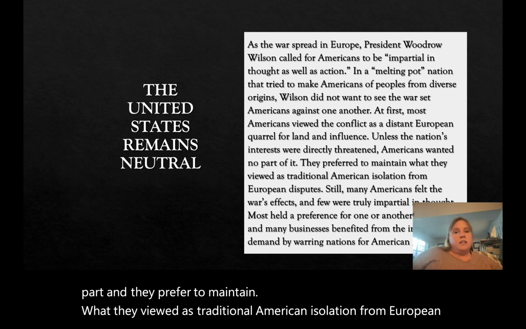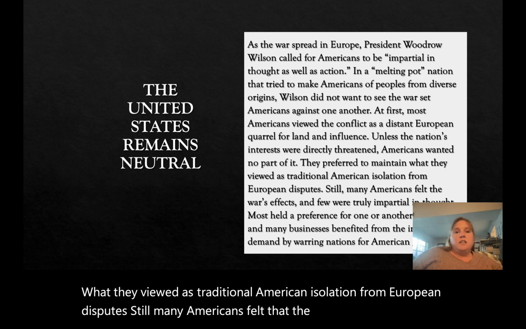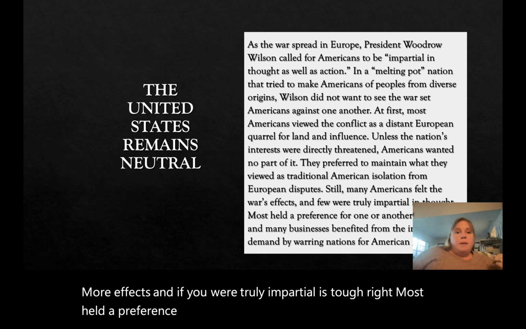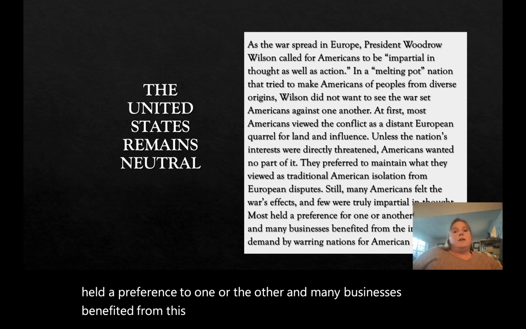America wanted no part, and they preferred to maintain what they viewed as traditional American isolation from European disputes. Still, many Americans felt that the war efforts were effects, and if you were truly impartial, that's tough, right? Most held a preference to one side or the other, and many businesses benefited from this battle, okay?